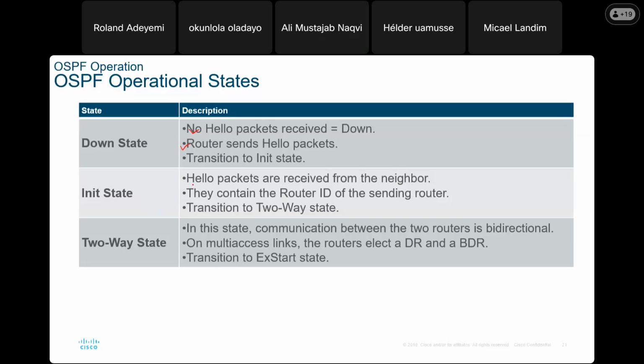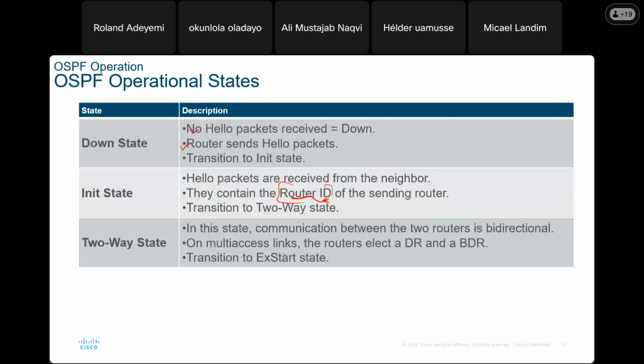At init state, hello packets are received from the neighbor. They contain the router ID. What is a router ID? That's like the identity of the router. And how do they get this router ID? We're also going to come to that, maybe in the next class. And then they transition to two-way state. Two-way state, what happened in this state? In this state, communication between the two routers is bidirectional.